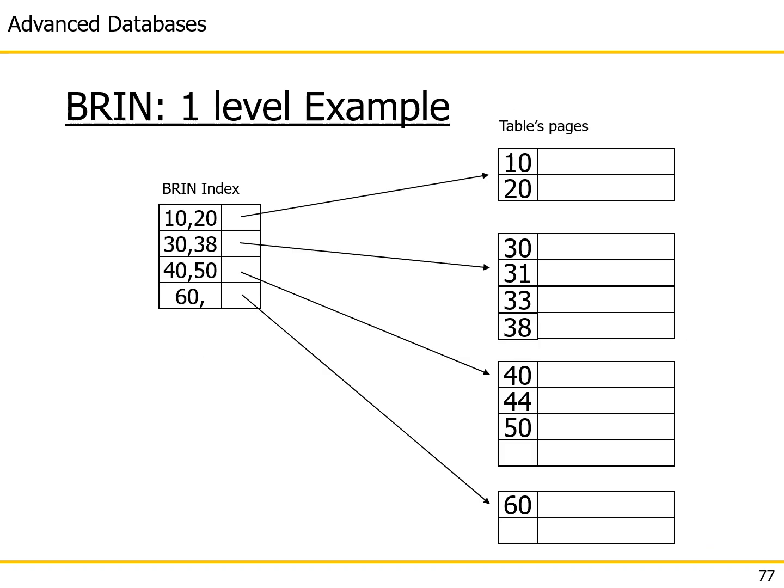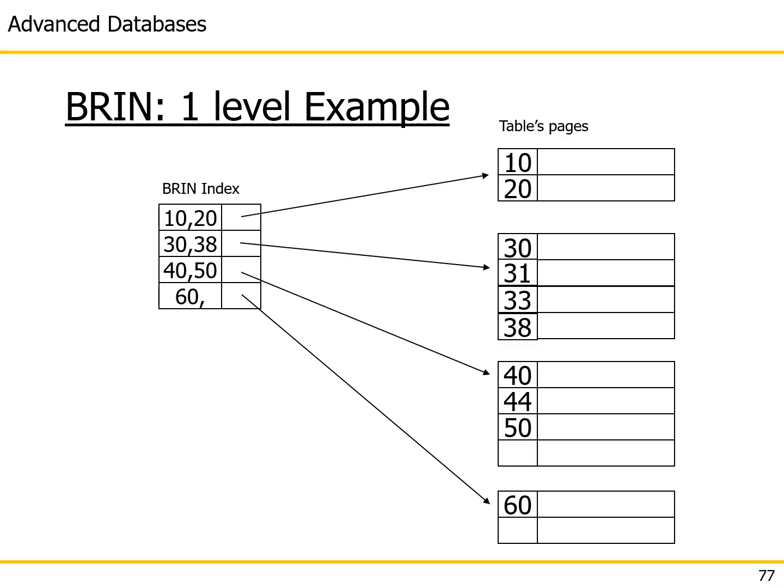Here is an example of a BRIN index. What you see on the right are the table's pages. I'm showing only 4 pages here. In the BRIN index, I'm going to scan the column I'm building the index on and keep the minimum and the maximum values.